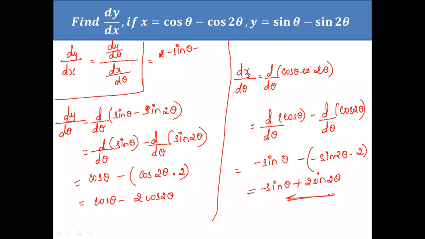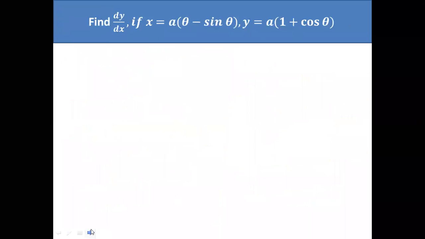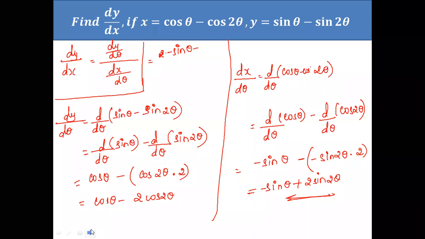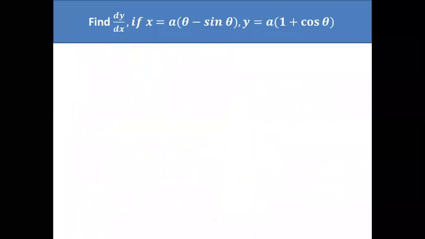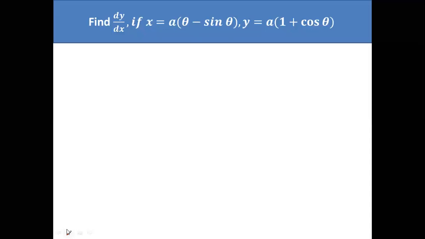Yes, okay, fine. I hope you have got the same answer. So this was the last homework question, right? Yes, okay. So from here we'll continue again with the next question.